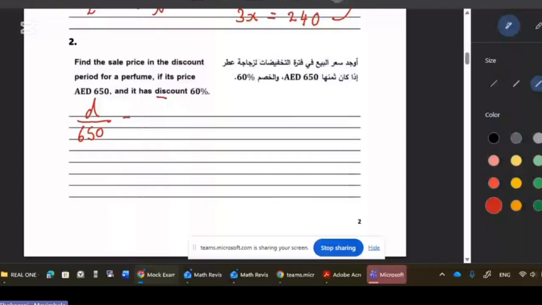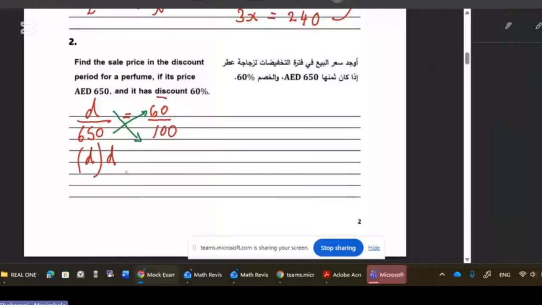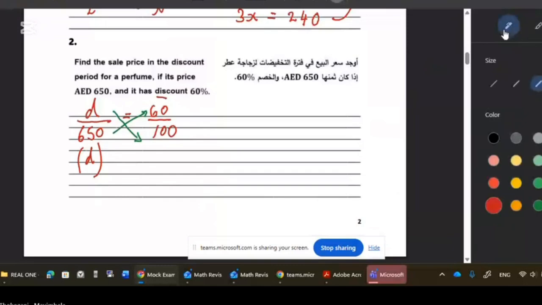This works like magic. Every time you do it, you will always get the answer. And now you can say 60. It's percent, so I'm going to say over 100. And I'm going to do that very same thing that I did on the previous one. I'm just going to cross multiply. I like this method here. It always works like magic for me. Now I'm going to say D times 100. So I'm going to say D, bracket means multiply, multiply by 100.